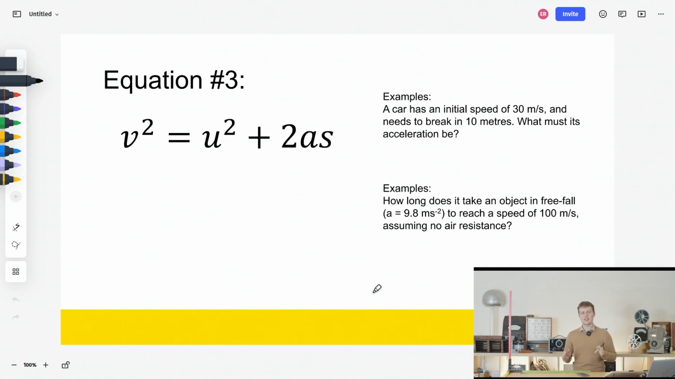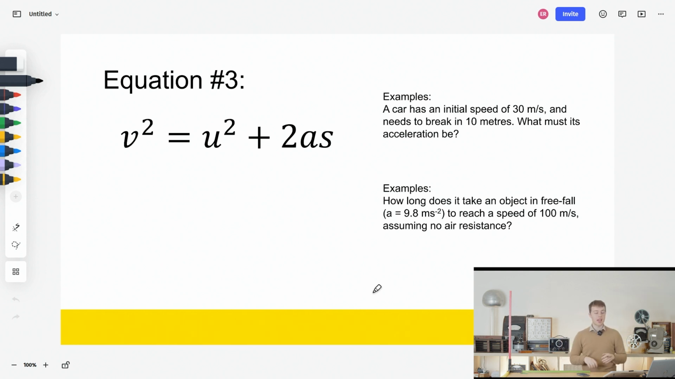Now, this you can actually get from substituting each of the equations that we've just done into each other, right? So this is not any new information. But it is a useful equation because it avoids time, right? You don't need to solve for time of flight or time of journey. So v squared equals u squared plus 2as.